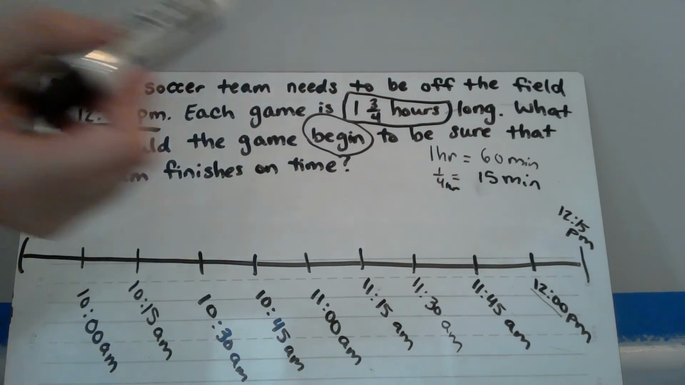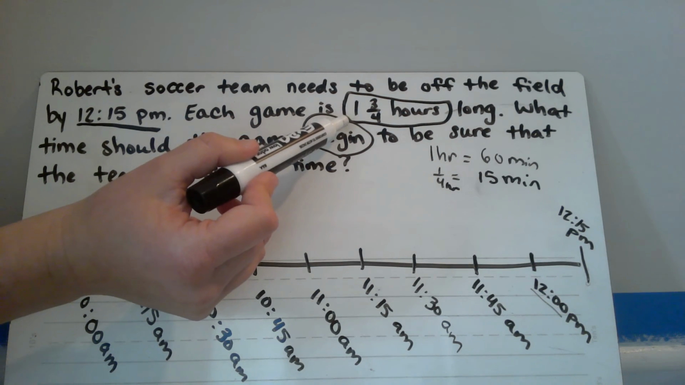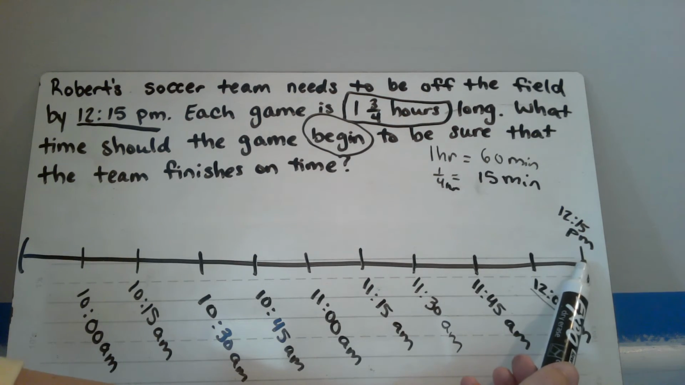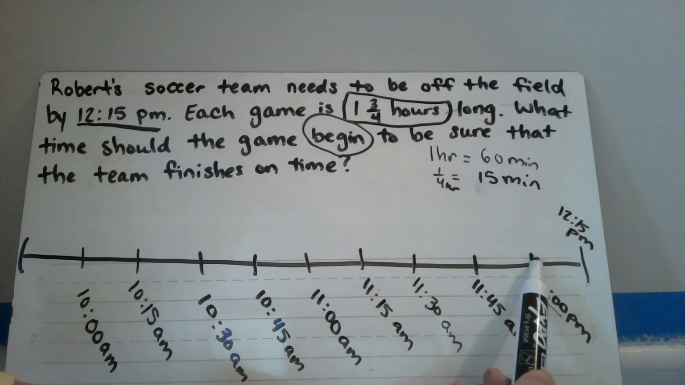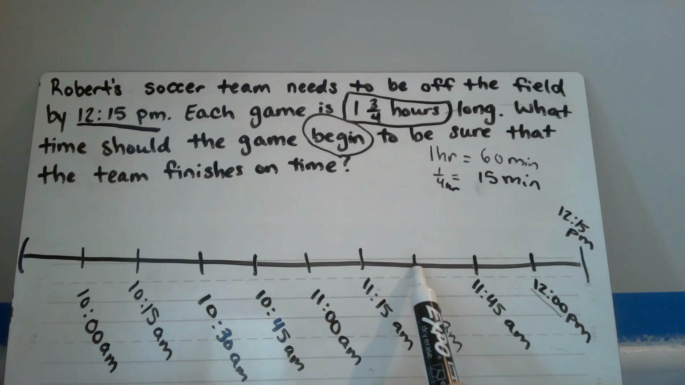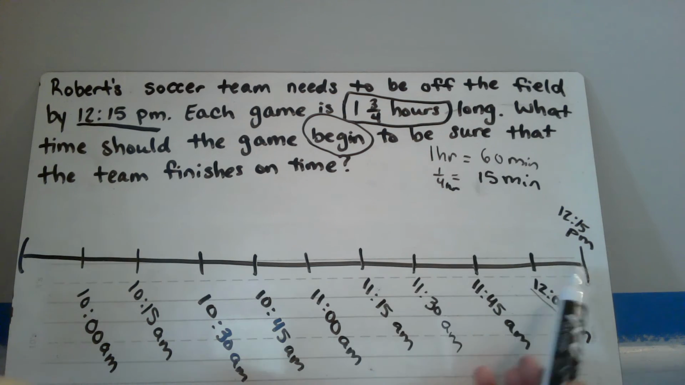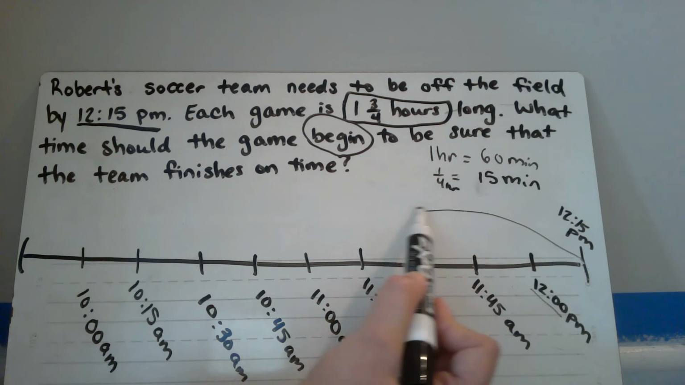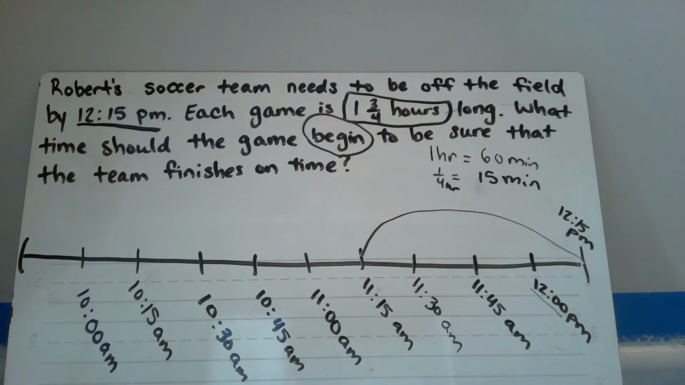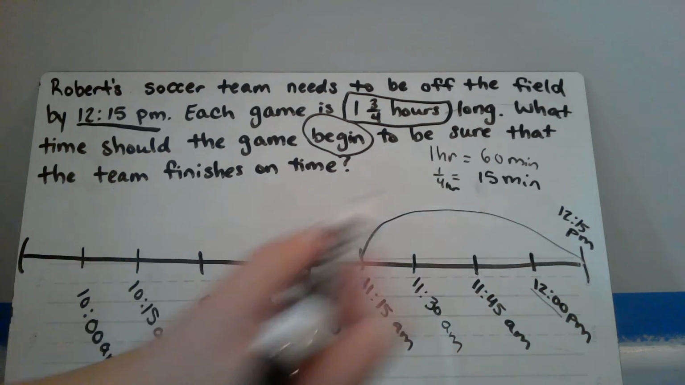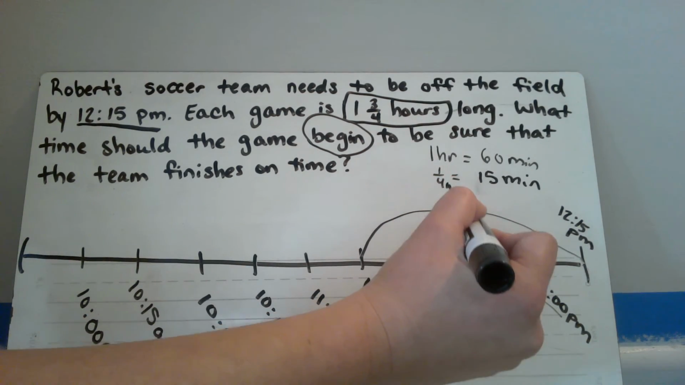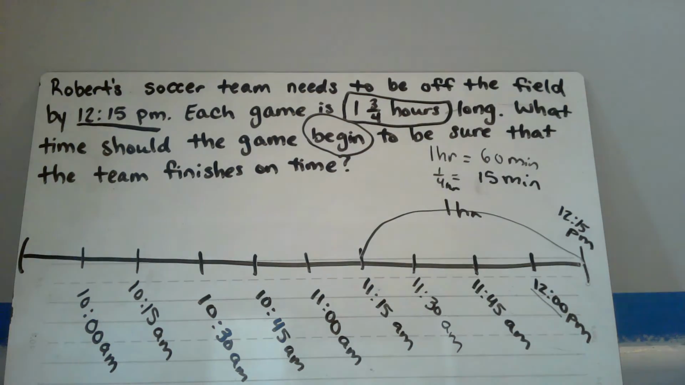So I'm going to make a full hour jump backwards. So I'm going to start at my end time, and I'm going to jump an hour. 12:15, if I go an hour before that, let's see, 15, 30, 45, 60. That's going to put me at 11:15 a.m. So that was my 1 hour jump.